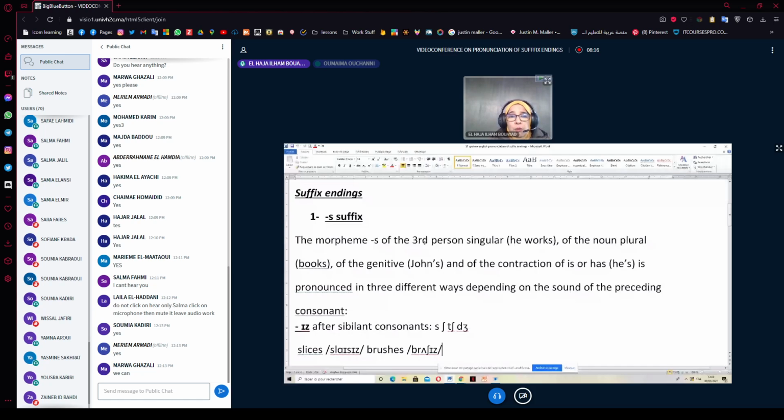So the S here is found in the third person singular in English. It is found in the plural, like books. It is also found in the genitive or possessive, like John's, Mary's, etc.